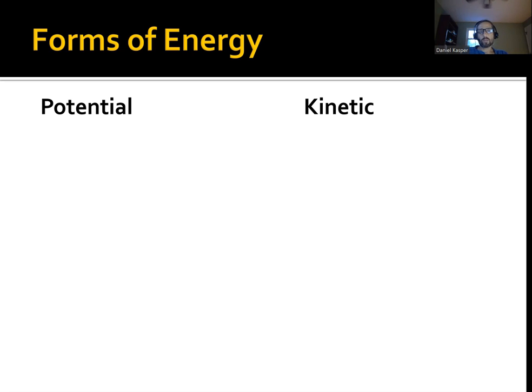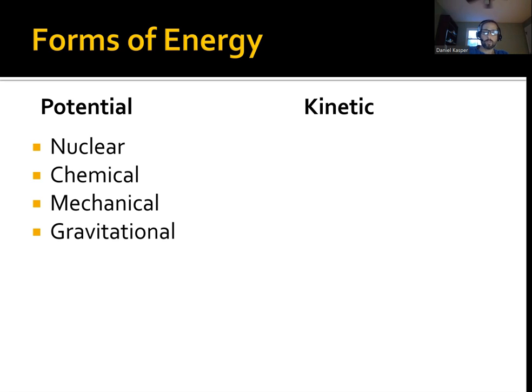You have your two major types of energy: potential and kinetic. So potential is really stored energy, right? Kinetic is energy of motion. The main types of potential energy are nuclear, chemical, mechanical, and gravitational. Nuclear is the energy that holds the nucleus of atoms together. So everything around you has nuclear energy. Most of it we can't use, but it does have nuclear potential energy.